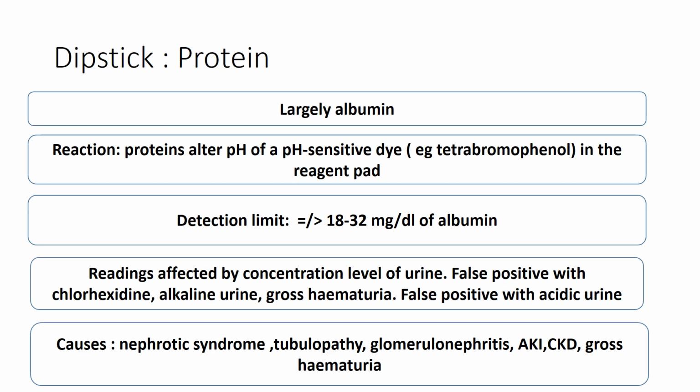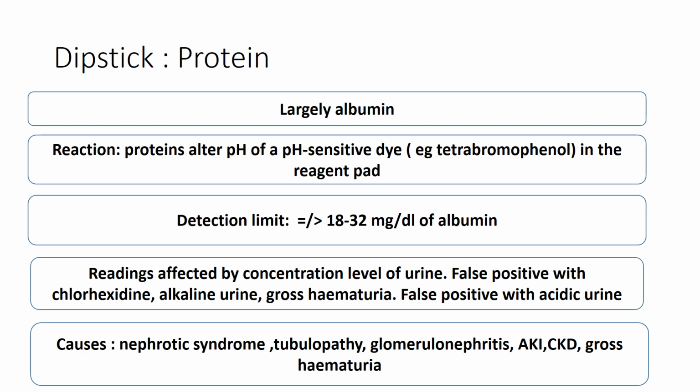We can also get false positive results in patients whose urine specimens have been contaminated with, for example, detergents like chlorhexidine, in patients obviously who have gross hematuria, alkaline urine, and acidic urine would give us a falsely positive result.